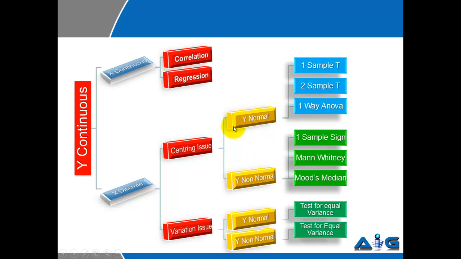Should your Y be normally distributed, you would look at the parametric tests of one sample T, two sample T, and one-way ANOVA. While if your Y is non-normally distributed, you would look at one sample sign, Mann-Whitney, and Mood's median. In the case of a variation issue, Y being normal or non-normal, you would conduct the test of equal variance.